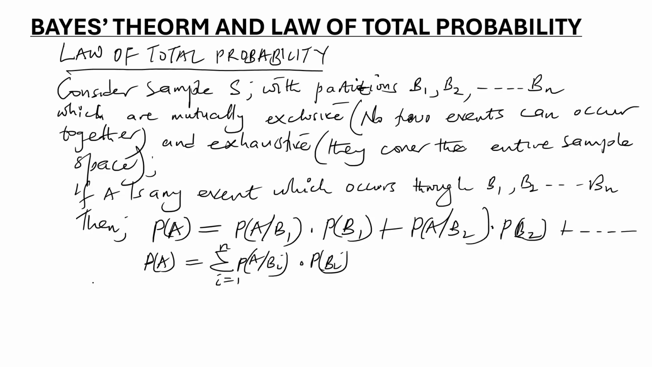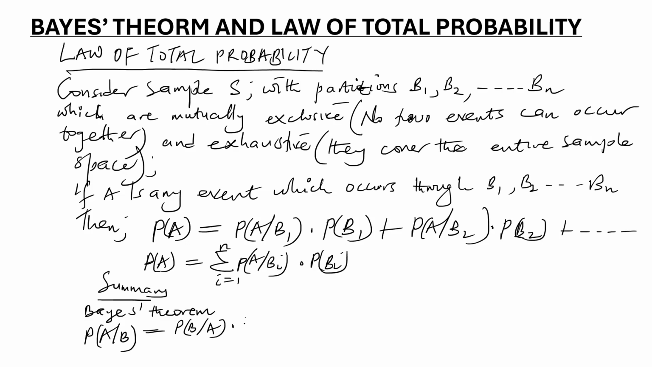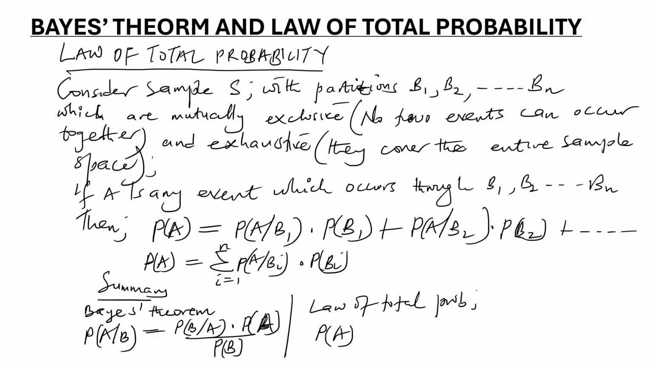Let's try to put more light. In summary, because we want to use them in the calculation, Bayes' theorem says the probability of A given B equals the probability of B given A times the probability of A, divided by the probability of B. But the law of total probability says, let's say A depends on events B1 and B2, the probability of A equals the probability of A given B1 times the probability of B1, plus the probability of A given B2 times the probability of B2.